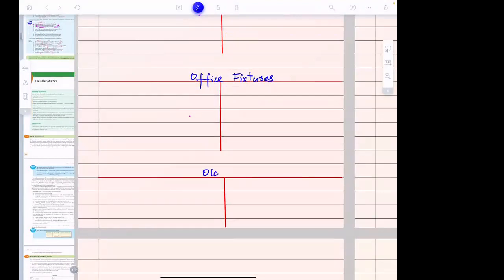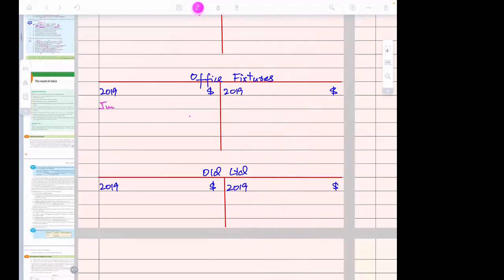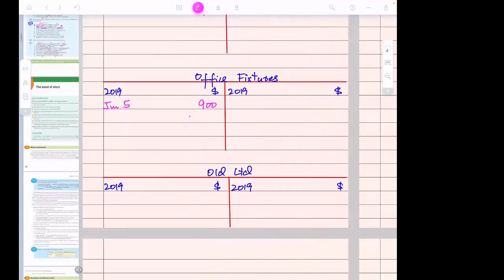Office fixtures and Old Limited. Now let's put the dollar sign first and then the year 2019. All right. So office fixtures is debited and the transaction date is June 5th. So on June 5th, we are debiting the office fixtures and the amount is 900. So office fixtures is debited by 900 and which account is credited? Old Limited. So we write the name Old Limited here.